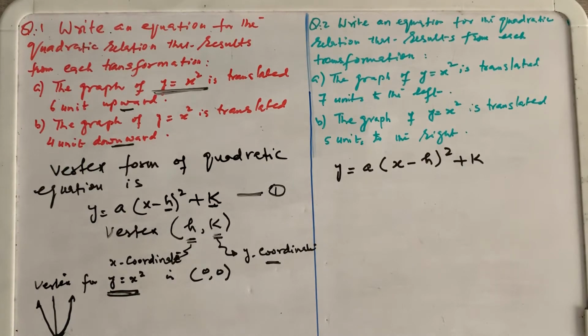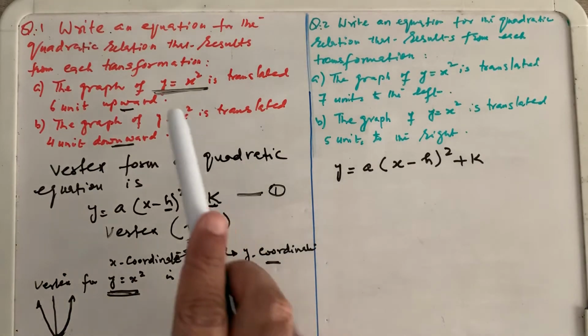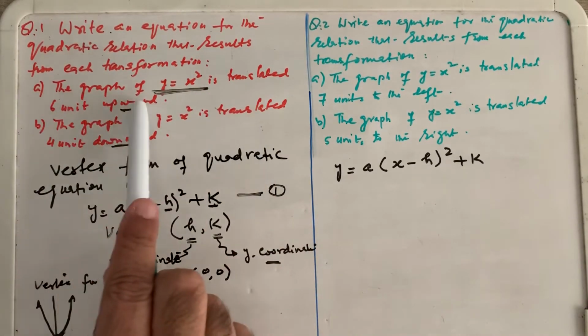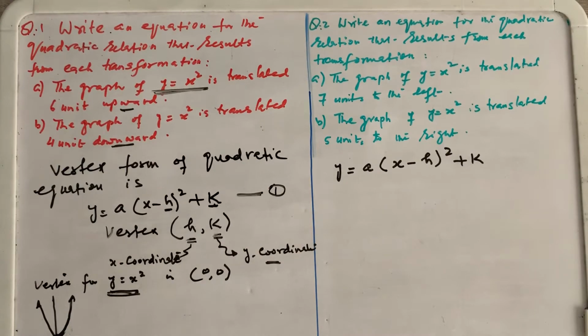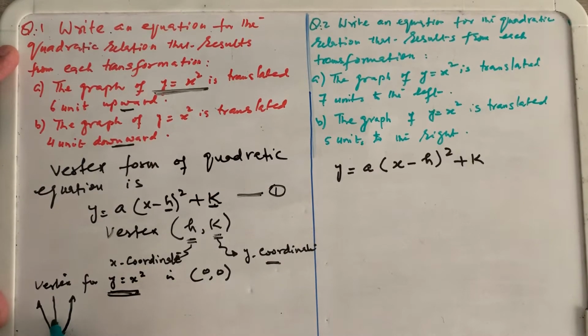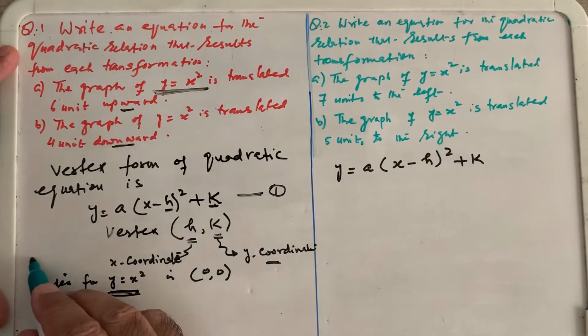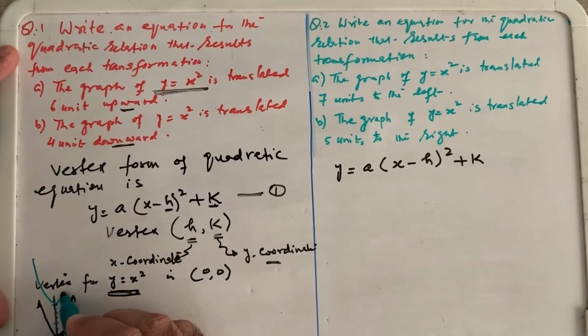But if I have a k value, k is my y coordinate. So which way does it have to go? The y coordinate is moving, so how many units is it moving? It says translated 6 units upward. 6 units upward means now my y coordinate is 1, 2, 3, 4, 5, 6. Now my graph is kind of this.